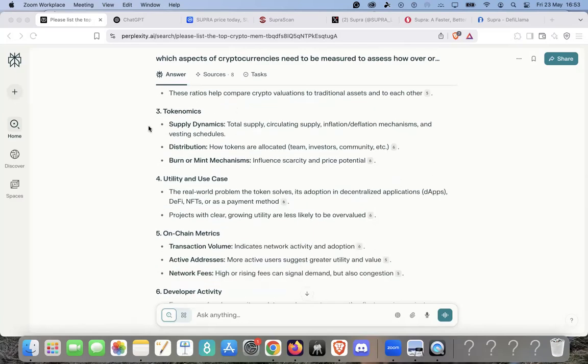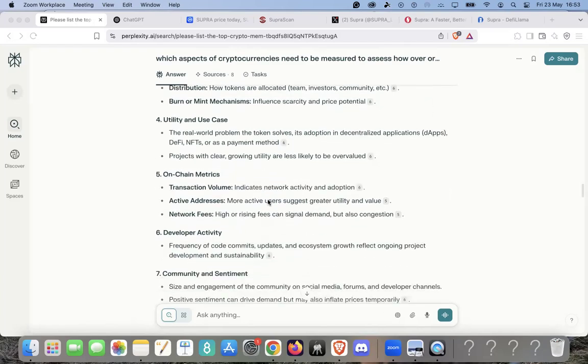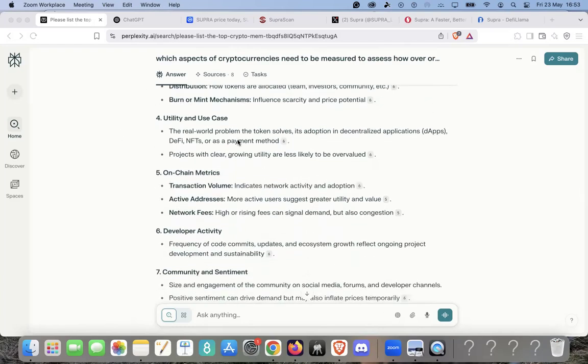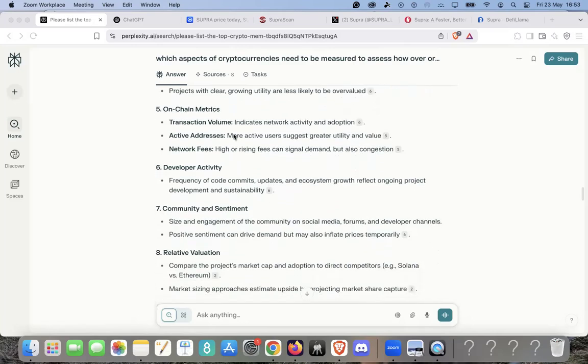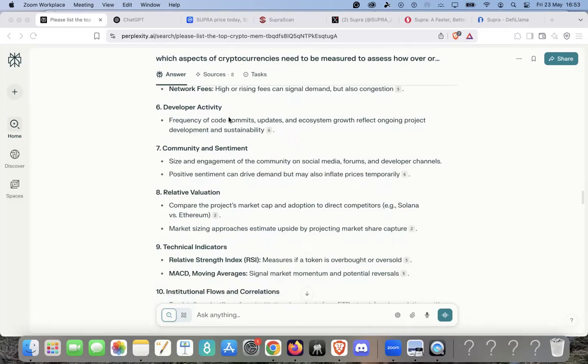Tokenomics. I talk a lot about this. Okay, utility and use case. So again, I talk about this quite a lot. What gap in the market does it fill, and what's the competition like? On-chain metrics, things like transaction volumes, active addresses, and network fees. So we've talked about revenue generation as well.